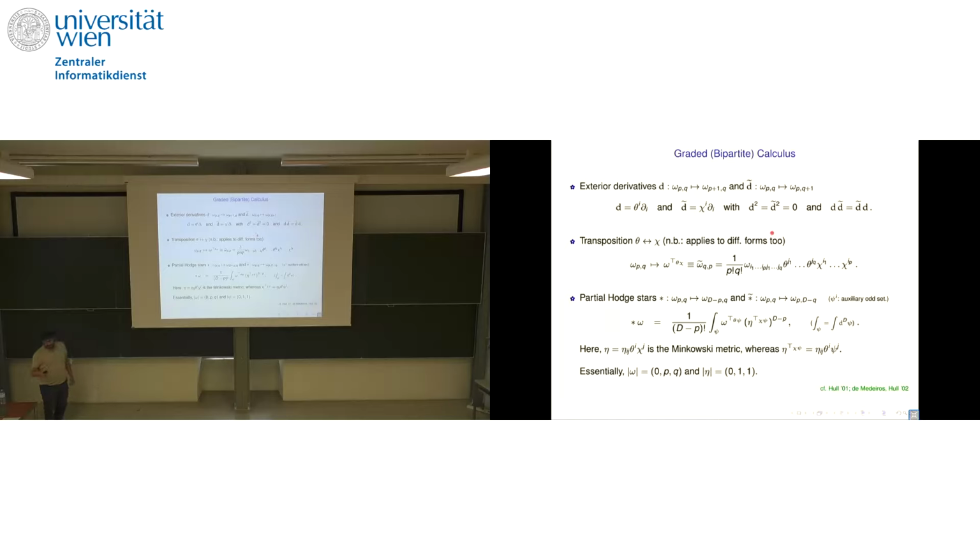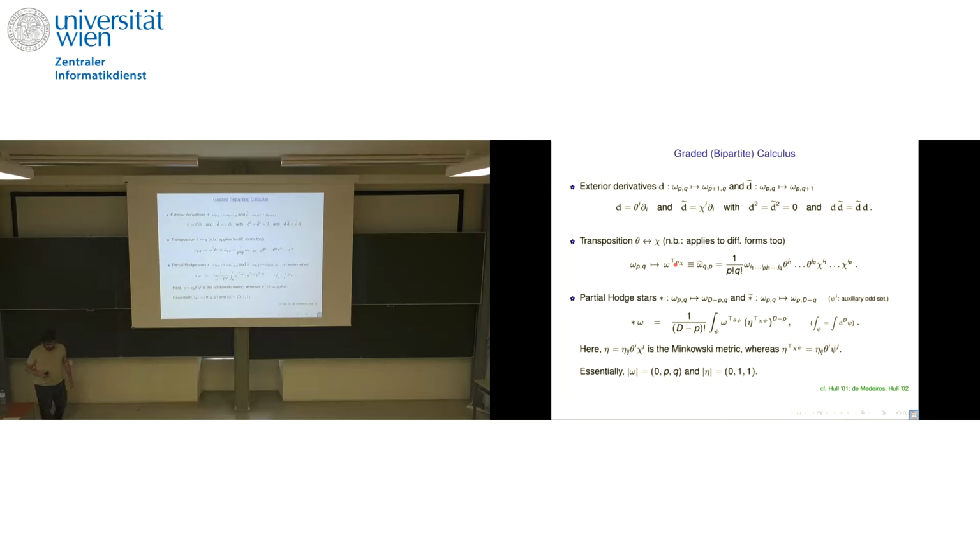Moreover, one can define a transposition map. Essentially, this is exchanging all thetas with all chi's. So this takes a p, q bipartite tensor and gives a q, p bipartite tensor, which I will denote either with a tilde or with this transposition symbol that says that we exchange theta and chi.